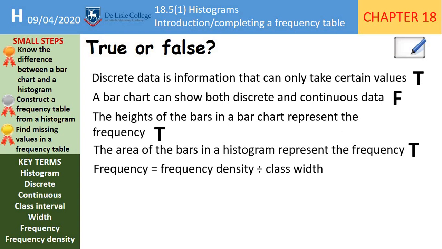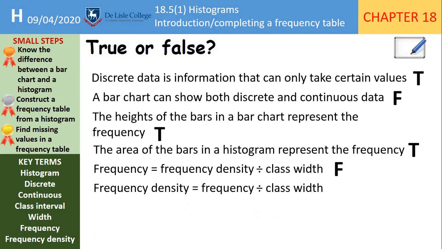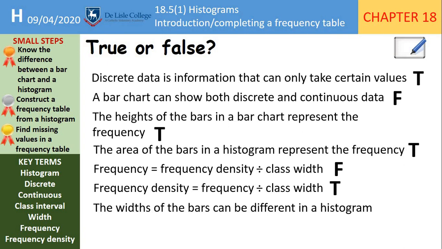Frequency is equal to the frequency density divided by the class width. False. Remember, the frequency was the area of the bar, and that was the class width multiplied by the frequency density. Frequency density is equal to the frequency divided by the class width. Yes, this is true. This is what we used in the last 2 or 3 questions. The widths of the bars can be different in a histogram. Yes, this is true.